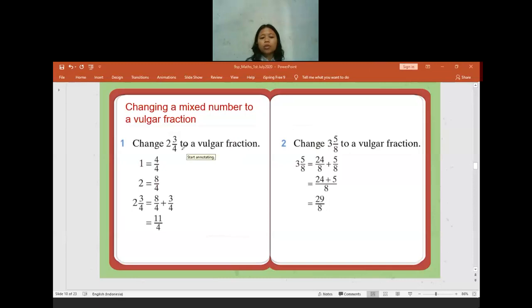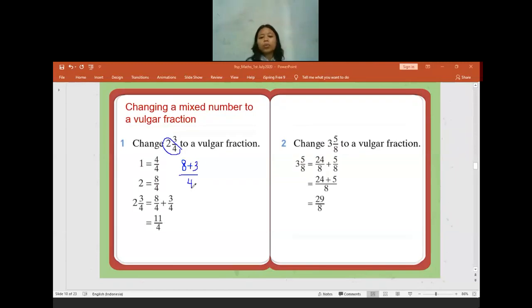So we can just multiply 2 and 4. 2 and 4 multiplied will be equal to 8. After we got 8, we add it to the numerator given. The numerator is 3 here. And then for the denominator, we just copy and paste. The denominator is 4, so we write it as 4.